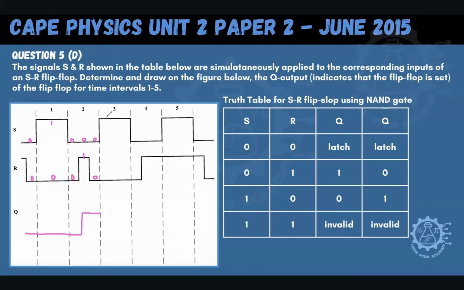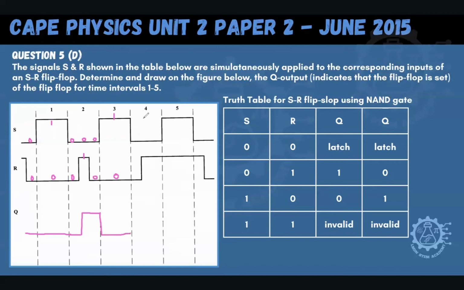So now let's look at time interval 3. In time interval 3, the S is at a high state of 1 and the R is at a low state of 0. When we're at 1, 0, what's happening? 1, 0, Q has to be 0. And so Q has to drop back down now to 0 for this time interval.